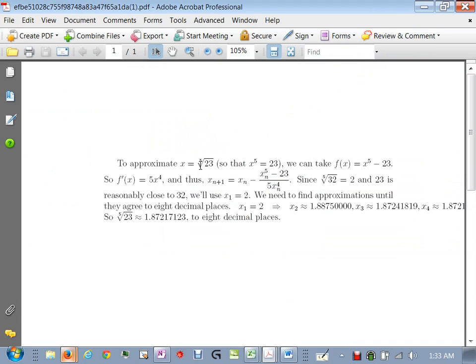To approximate the fifth root of 23, we first set up a function. Basically you raise both sides of this to the fifth power, and then move the constant over to the other side, so you get this. Then you take your derivative, and then you use that formula that's in my video, and then you take a guess, and then from that guess you compute the next values, and you keep doing that until your eighth decimal place does not change.